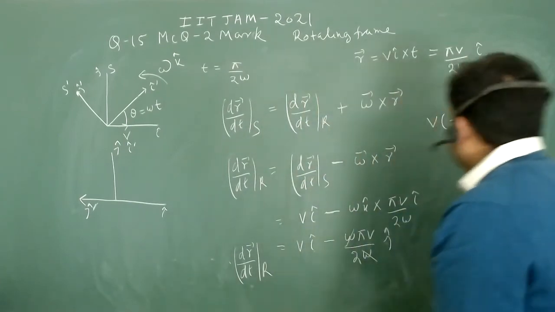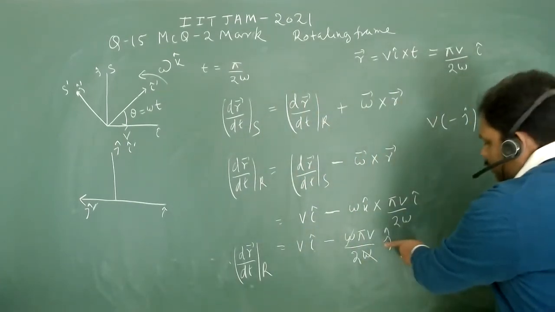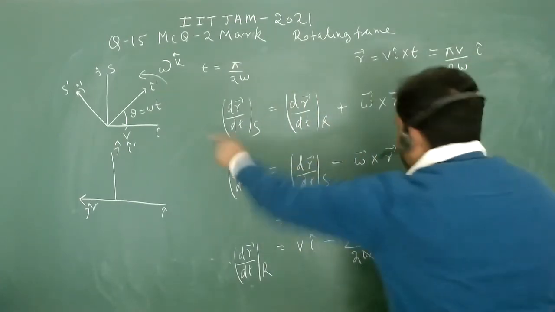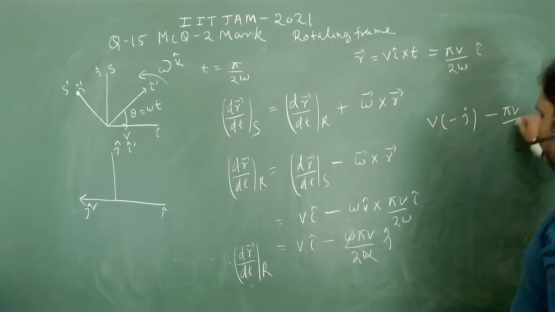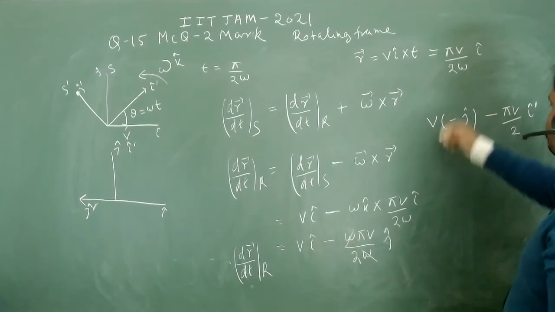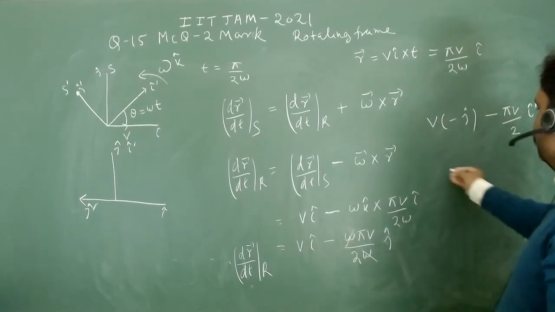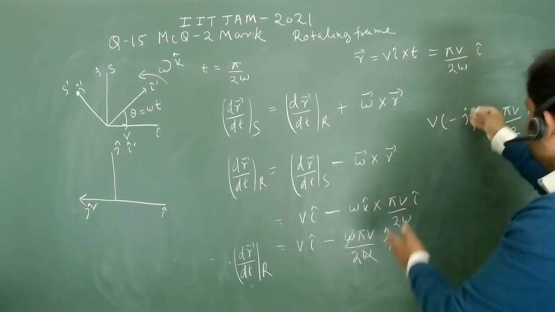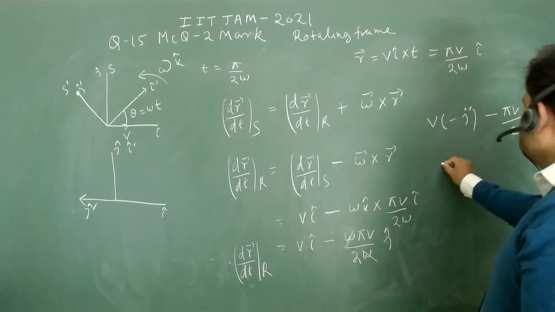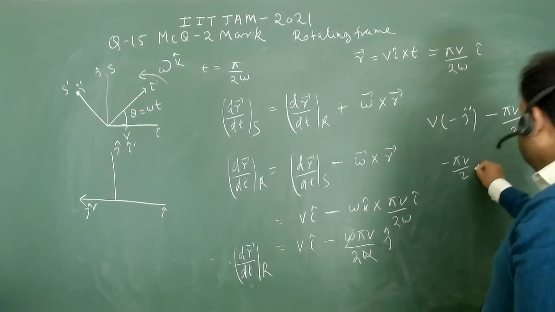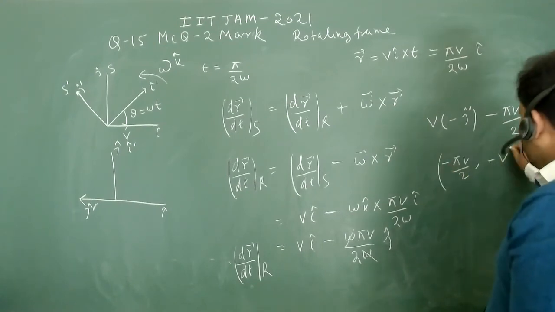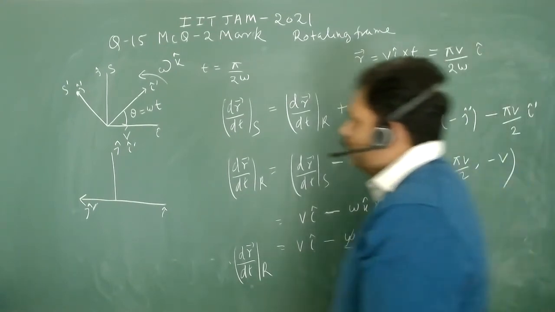And this j cap will be nothing but i dash. So we have minus pi v upon 2 i dash cap. So my answer, for i dash and j dash, will be minus pi v upon 2 and minus v. So this will be your answer to this particular problem.